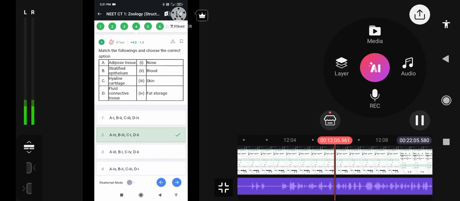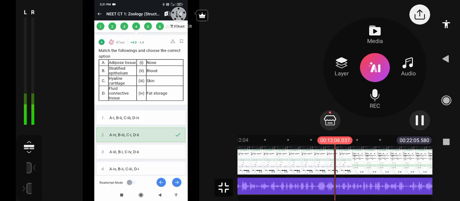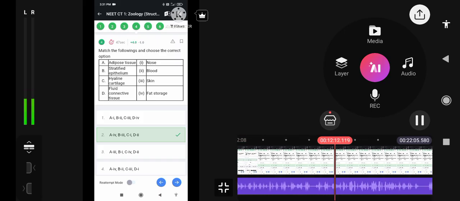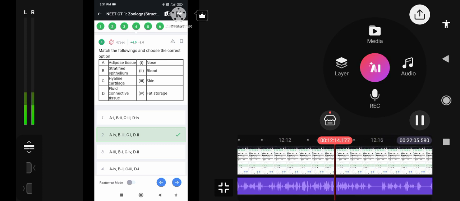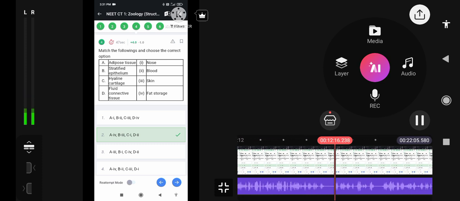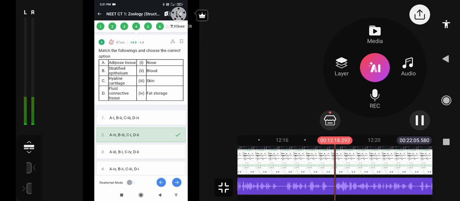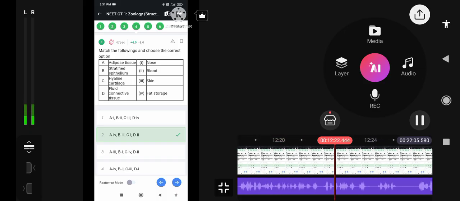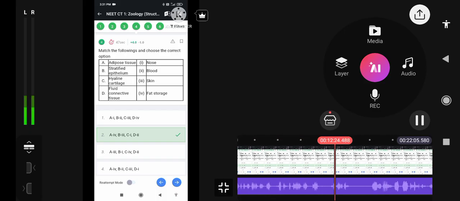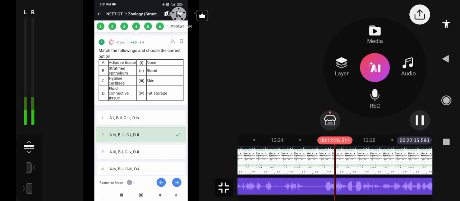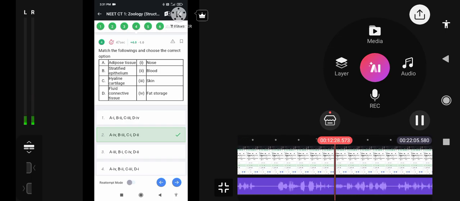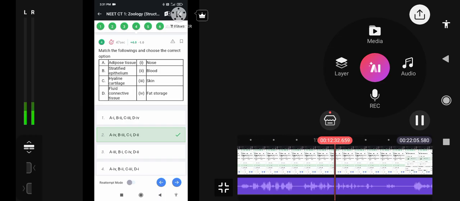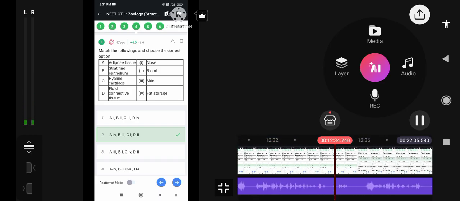Okay, match the following, choose the correct option. A is going for 4, adipose tissue, fat storage, correct. B is going for the third, stratified epithelium. If you see stratified, you always mark the answer skin. B is going for third. Okay, C is hyaline cartilage, nose. Fluid connective tissue, D is going for second, which is blood. And the question I said earlier, involuntary muscles, that is smooth muscle tissue.